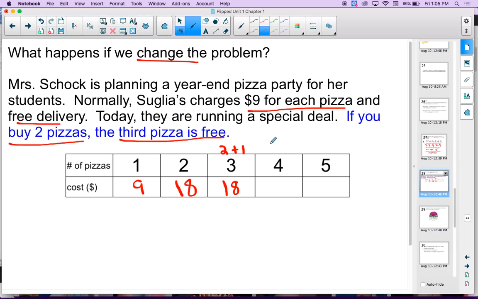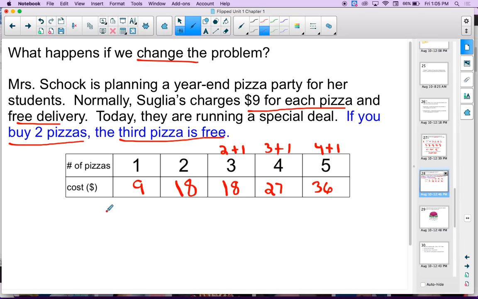Okay, 4 pizzas means we're paying for 3. We still have our free pizza that we're not paying for. So 3 times 9 is 27, plus $0 for the free pizza is 27. 5 pizzas tells us we're paying for 4. And don't forget we have that 1 free pizza. So 4 times 9 is 36, plus the 1 free pizza is 36. Okay? So now we can see that our table looks a little different than last time. 9, 18, 18, 27, 36.